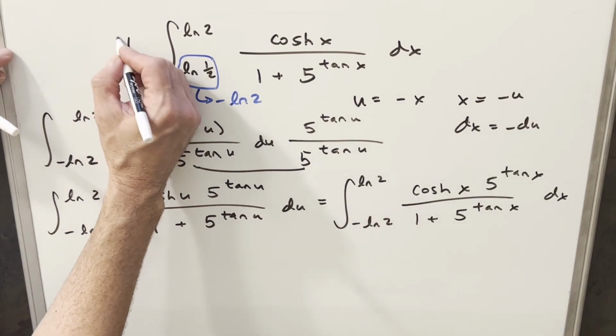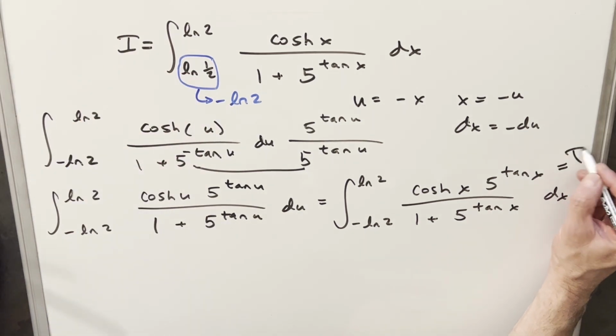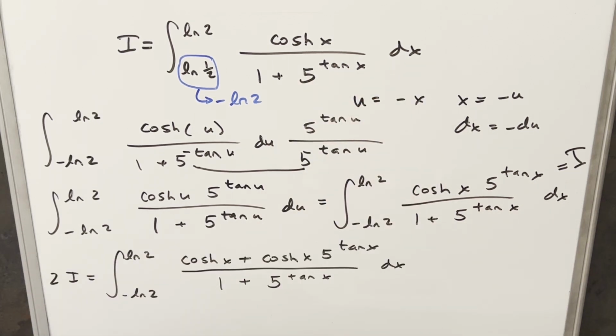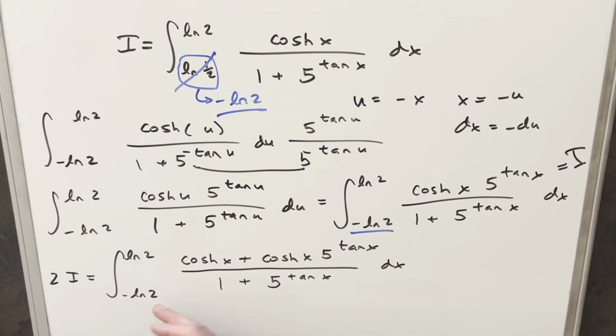Then at this point, what we'll do is label the original integral I, and then I've just manipulated it to this version of the integral I, and we'll add these two together, and let's see what we have. Okay, now adding these together, I'm just going to use this minus ln2 for our lower bound and not really worry about ln 1/2 anymore, just noticing they're the same thing. And then at this point, I just noticed if I factor out a cosh x, we have some canceling going on.